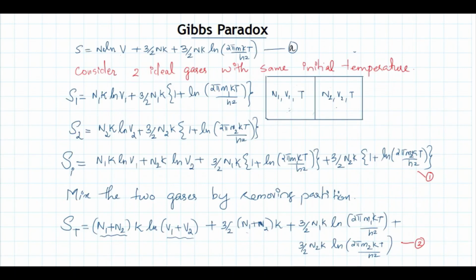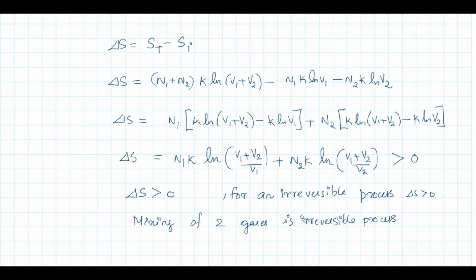The mixing of two dissimilar gases is actually an irreversible process. If you put the partition back, the system will not be in the initial state. Some of the gas from here will be over there and some of the gas from there will be over here. So you cannot take this process back to the initial stage. So it is an irreversible process. For an irreversible process, the entropy change is always greater than 0. So as such, there is no problem.